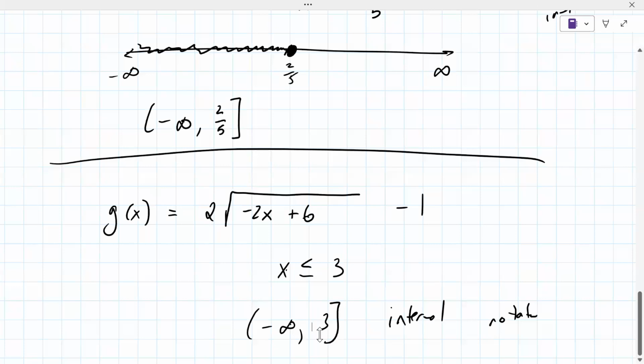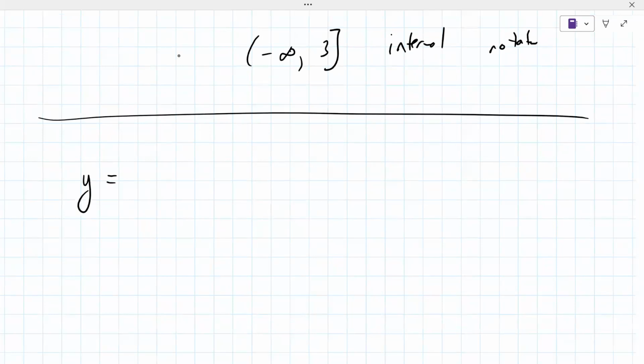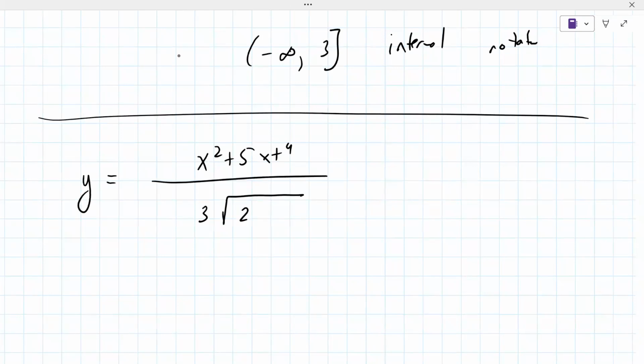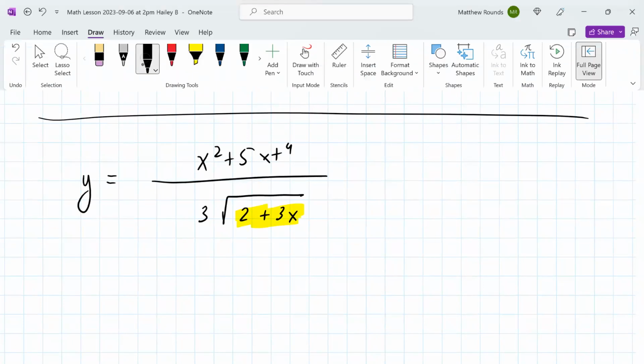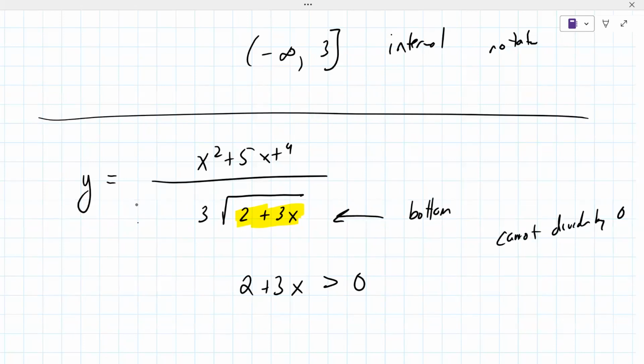Okay, fantastic. All right, so the other type of problem you're seeing here is where there's something going on in the denominator. Let's say it's like x squared plus 5x plus 4 over 3 square root 2 plus 3x, something like that. Normally you set the part under the root greater than or equal to 0. But because it's in the bottom, you set it just greater than 0, and the reason is because you cannot divide by 0.